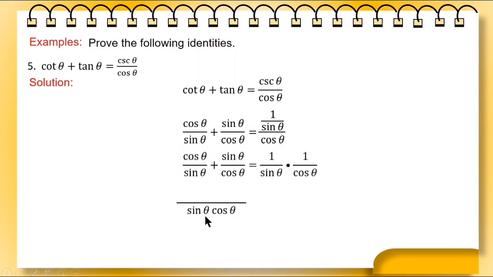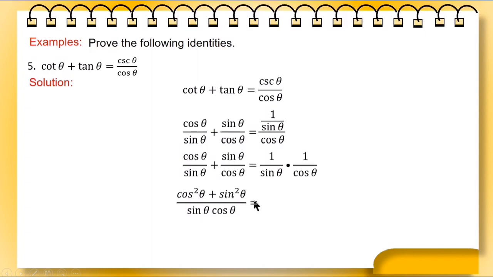Simplify, sine theta times cosine theta divided by sine theta is cosine theta. Maga-cancel out ang sine theta. So we just have cosine theta. Multiplied by cosine theta, we get cosine squared theta. Plus, sine theta times cosine theta divided by cosine theta is sine theta. Times sine theta is sine squared theta.